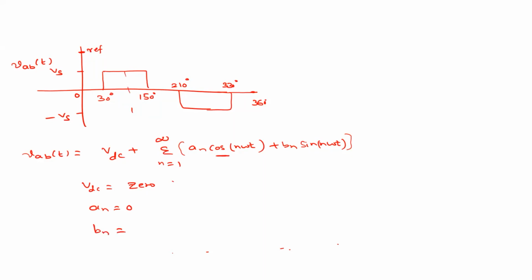So what is Bn? It will be 1 by pi, the integration from 30 degrees to 150 degrees, where its value is Vs, d omega t, plus the integration from 210 to 330 degrees, where its value is minus Vs, d omega t. Agree?